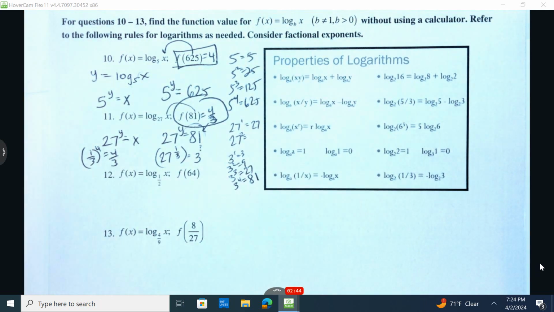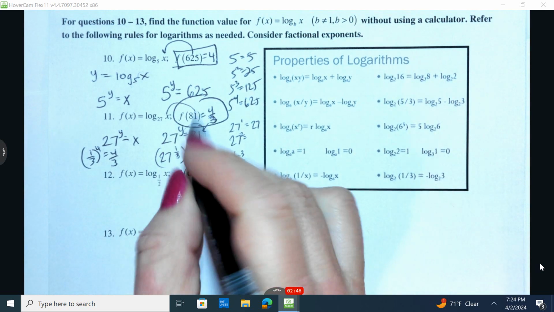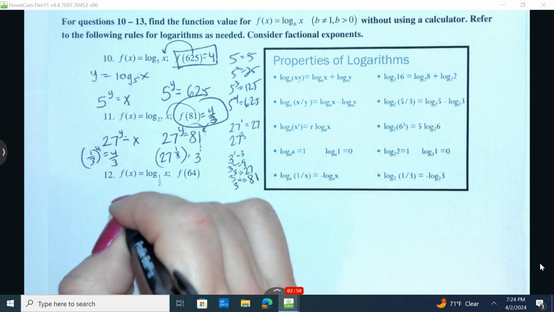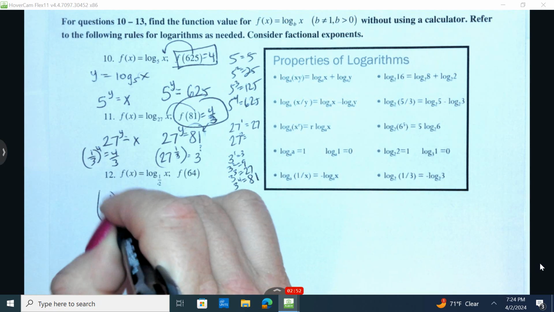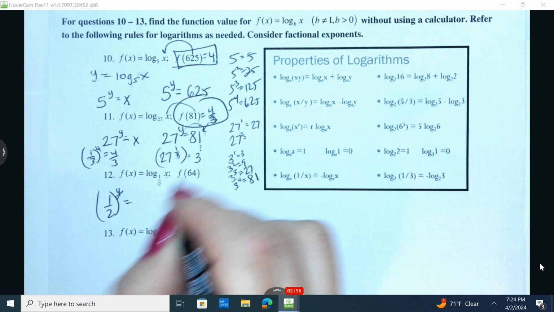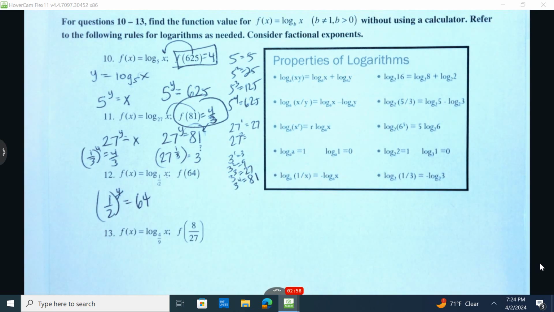We can practice more of those in class. It's probably a little confusing for you. It's been several months since we went over exponents. Again, this is going to be 1/2 raised to what power, this is a y, equals the value of x, and x here is going to be 64. So I want to turn 1/2 into 64.